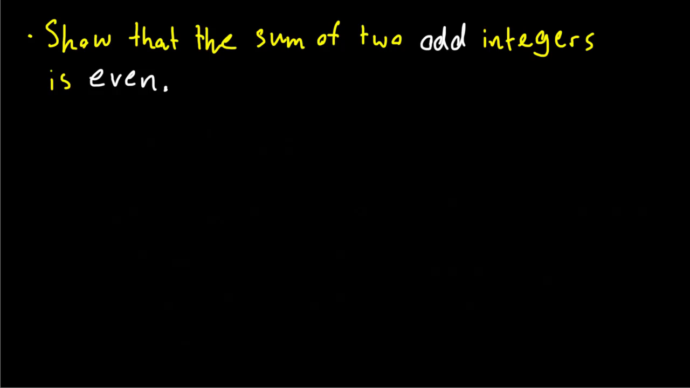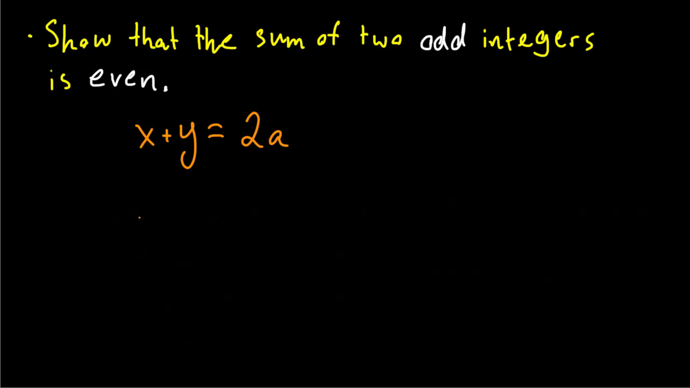But is there a way we can show that this is always going to hold? Can we show that if we have two odd integers, let's say x and y, their sum will be even? Well, how do we show that a sum is even? Our definition of an even number is 2 times some integer, we'll say a. So can we show that x plus y is equal to 2a?